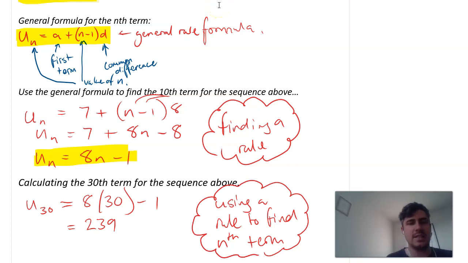Okay, so this is all about sequences and being able to find different terms in the sequence. The next section we're going to do is geometric sequences.